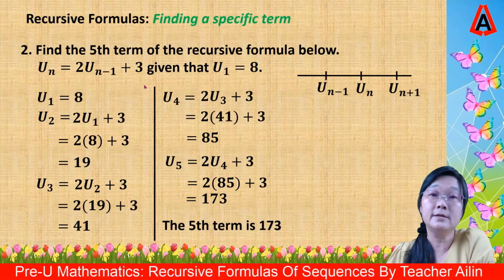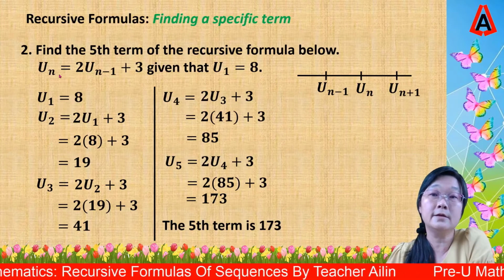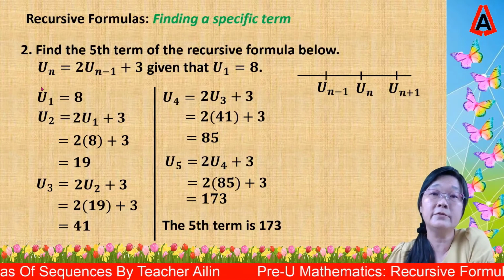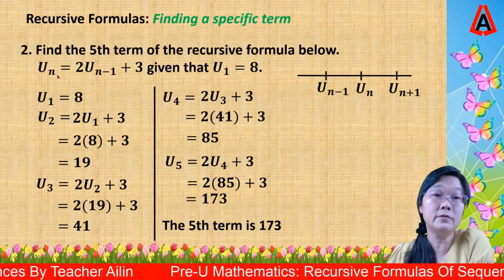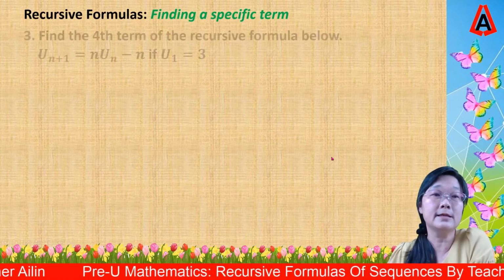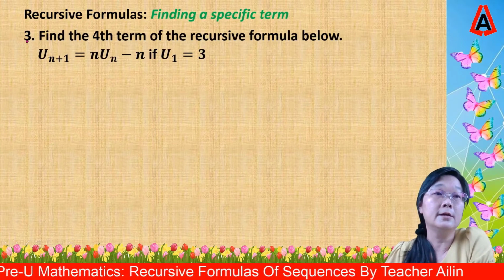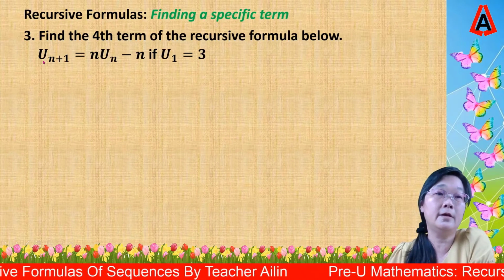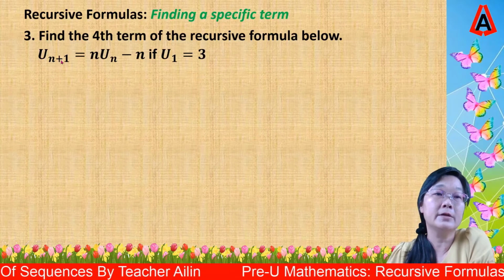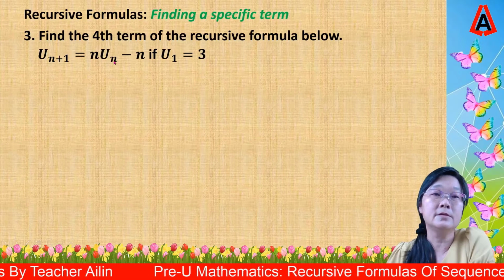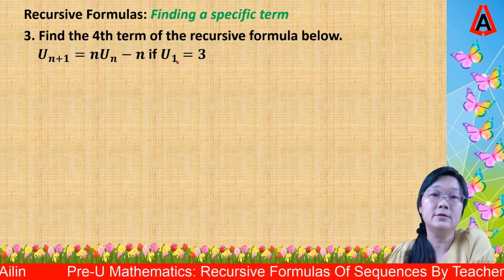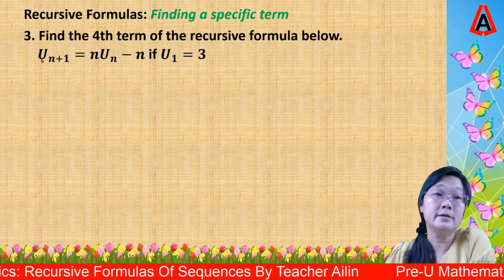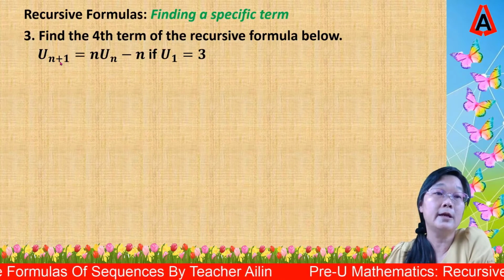So when we look at this recursive formula, it is given in un, but not all the time is a recursive formula given in un. Now we look at the next example. Example number 3: find the fourth term of the recursive formula given, un plus 1 equals n times un minus n. You're given the first term is 3. When we look at the recursive formula, it is not for un, it is for un plus 1.